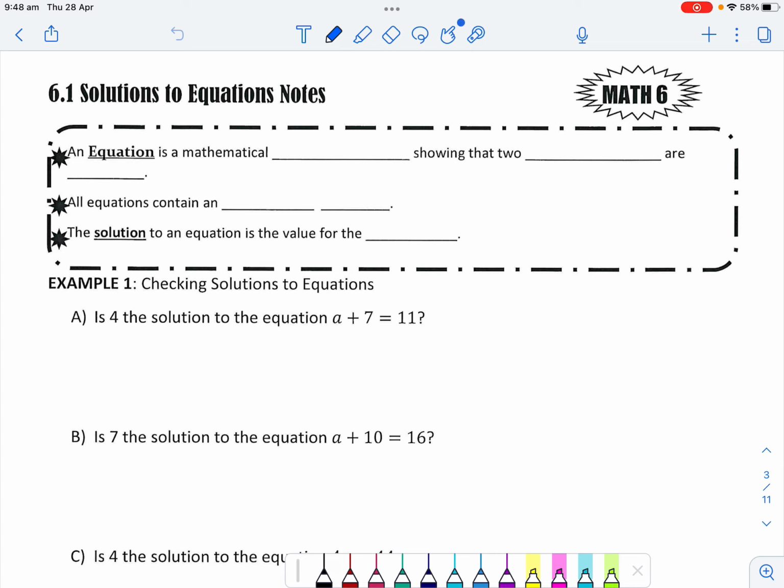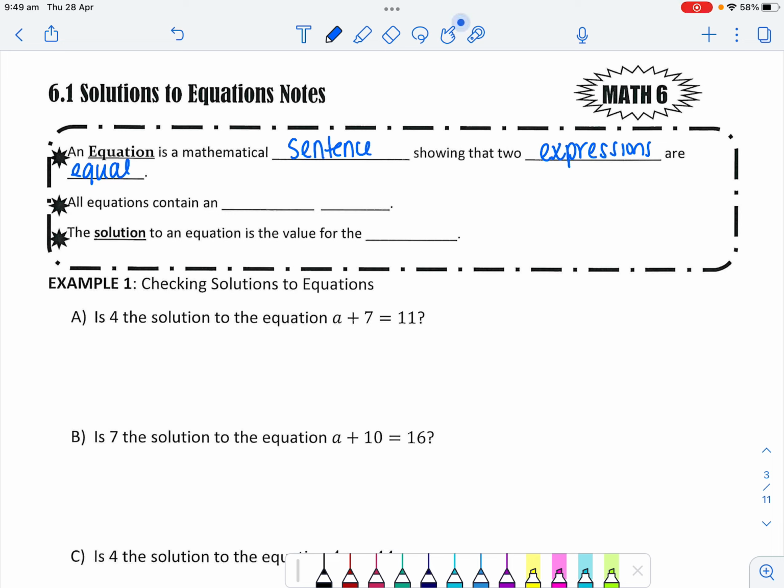So an equation is a mathematical sentence showing that two expressions are equal. So now we're introducing that idea of an equal sign. So all through Module 5, remember there was no equal signs. Everything was an expression, and we wrote everything on its own individual line. Now we're going to be doing the same thing, but there's going to be an equal sign at the end of our expression and then another expression on the other side.